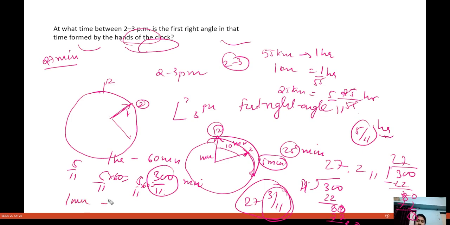1 minute is equal to 60 seconds. So 3 by 11 minute is equal to how many seconds? 3 by 11 minutes is equal to 3 into 60 by 11 seconds. So basically you will get 180 by 11. Just divide this.